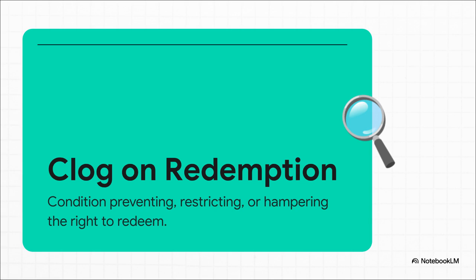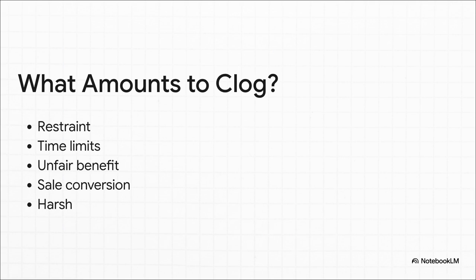Even if a condition merely makes it unreasonably difficult or hampers the process, equity will step in and strike it down. And what is the consequence? Command your pen to heavily emphasize the word void. The condition is void, but the mortgage itself remains valid and redeemable. Absolute restraint on redemption, unreasonable time restrictions, collateral advantages, conversion into sale, oppressive terms, what actually amounts to a clog?